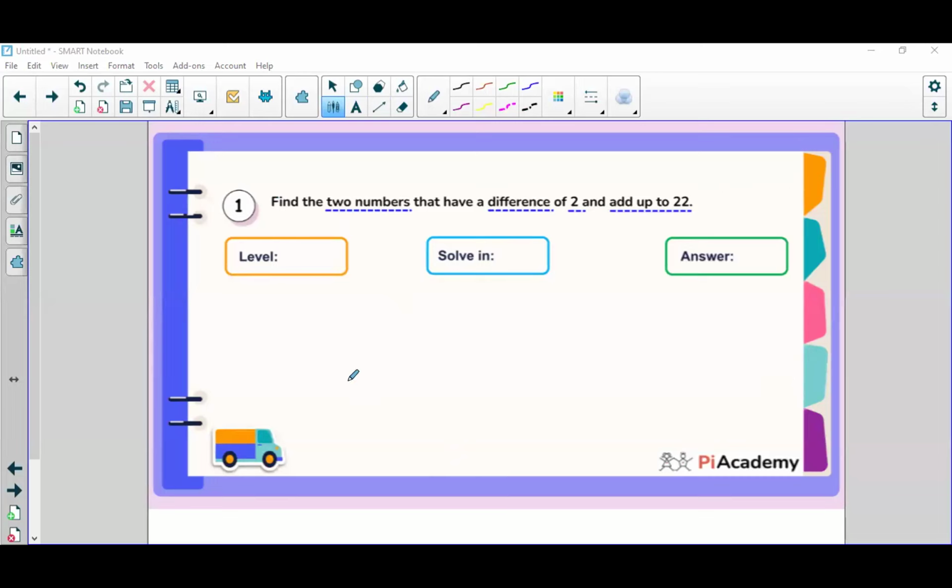Okay, no worries. Actually, we should use algebra here. You can consider the two numbers as variables x and y. So let the numbers be x and y. It says they have a difference of 2, so you can write x minus y equals 2, and add up to 22, so you can write x plus y equals 22.